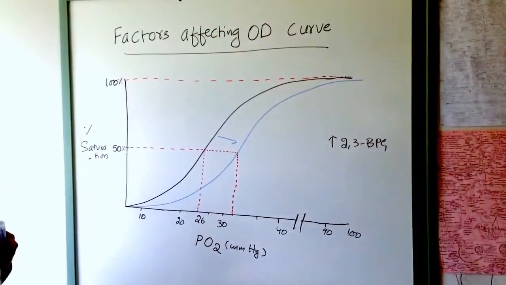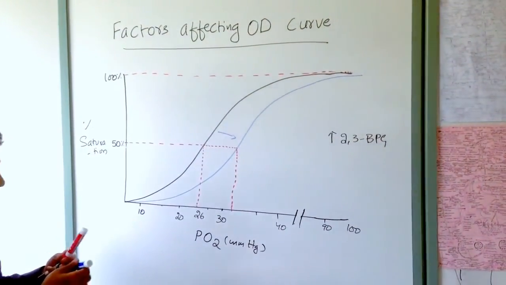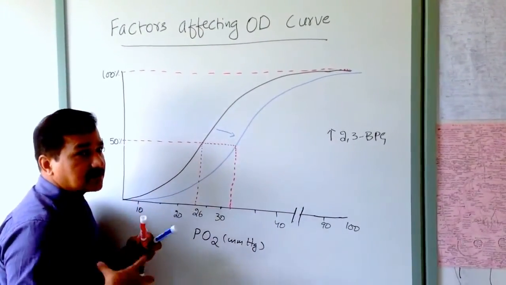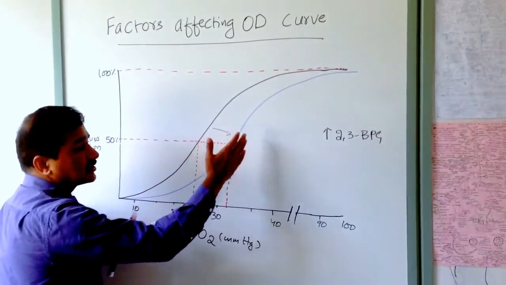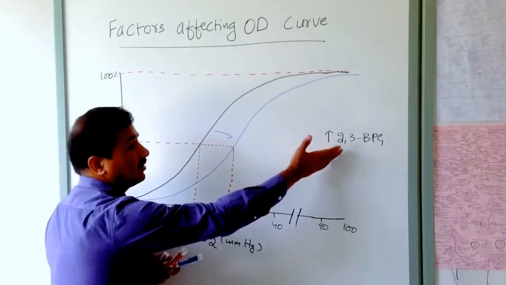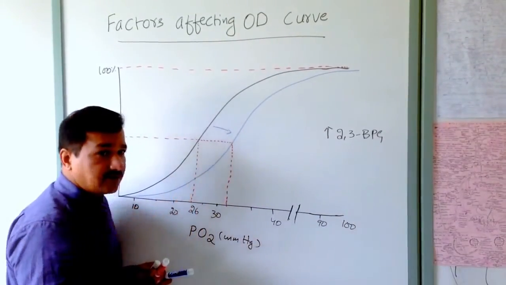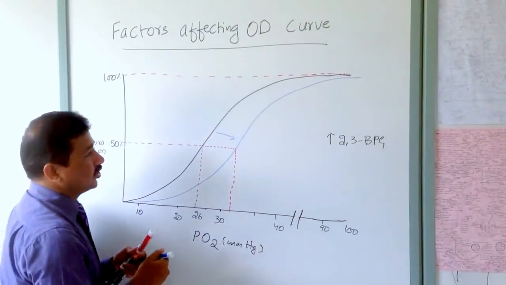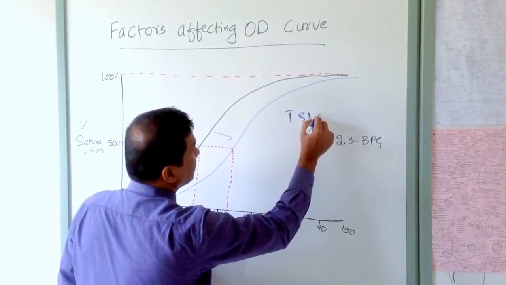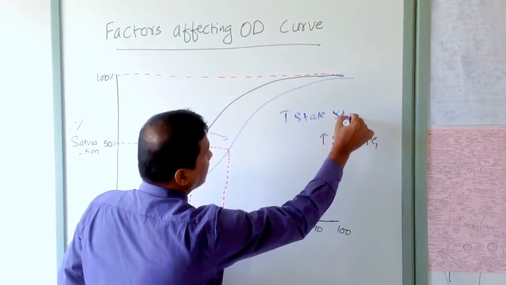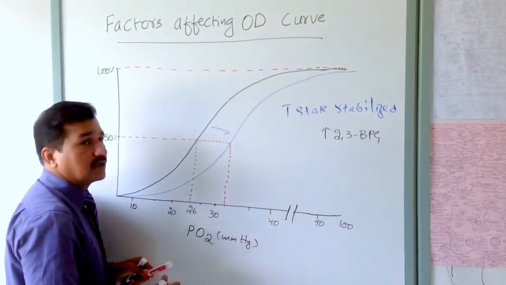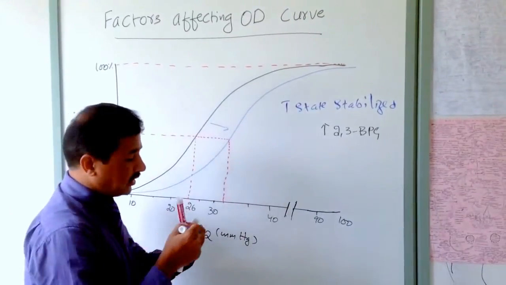Because it is stabilizing the T state of hemoglobin. Whenever hemoglobin is holding on to oxygen, it is in the R state of hemoglobin. Whenever oxygen is released, it is the T state of hemoglobin. So 2,3 BPG is helping in the release of oxygen. It means that it is going to stabilize the T state of hemoglobin. T state stabilized. It means that an increase in 2,3 BPG is going to help in the unloading of oxygen.